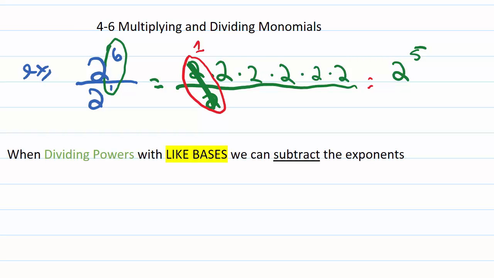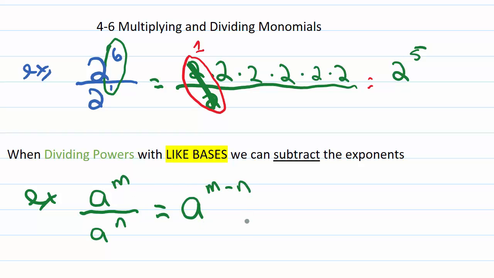When dividing powers with like bases, again, very important that the bases are the same, we can subtract the exponents. So our very general example, if we have a to the power m divided by a to the power n, that's going to equal my base a raised to the power of m minus n. Or a numerical example, 4 to the 5th divided by 4 squared is the same as 4 to the 5 minus 2, which is 4 cubed.